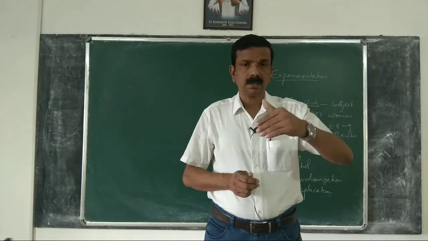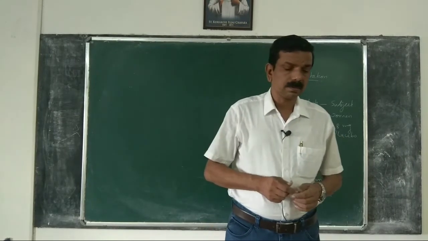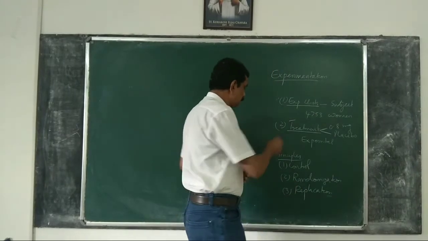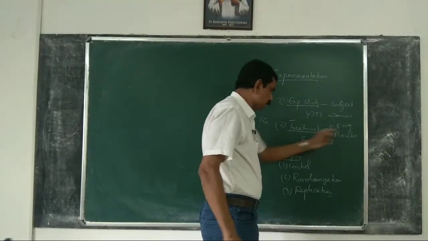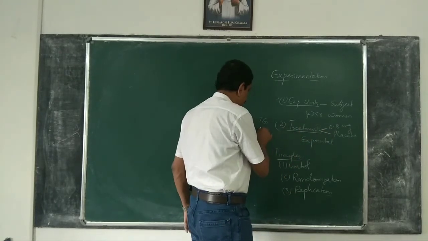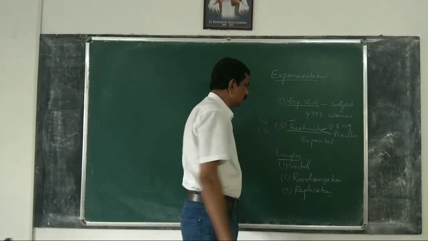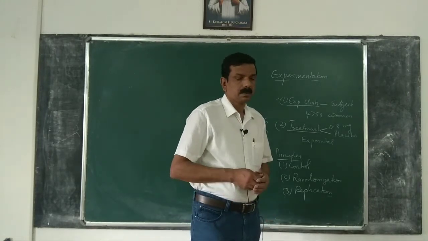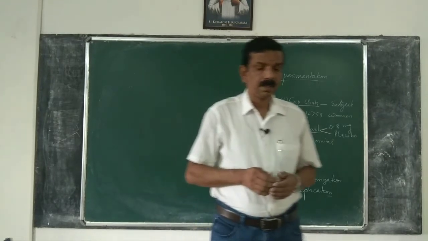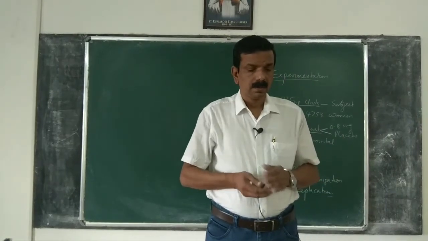The group receiving the treatment is known as the treatment group, and the group receiving the placebo is known as the control group. So, treatment group and control group.